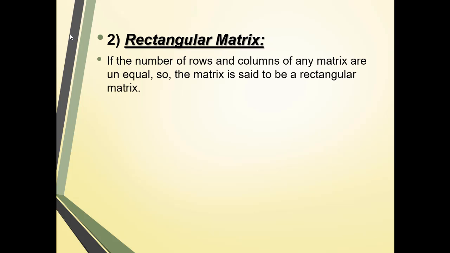If the number of rows and columns of any matrix are unequal, the matrix is said to be a rectangular matrix. For example, if we see in these two matrices, the order of matrix A is actually 2 by 1. That means the number of rows and columns are not the same. And the order of matrix B is actually 2 by 3 because it contains 2 rows and 3 columns. So similarly, matrix B also doesn't have the same number of rows and columns. So whenever any matrix does not have the same number of rows and columns, it is always said to be a rectangular matrix.